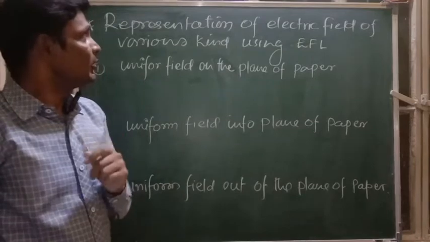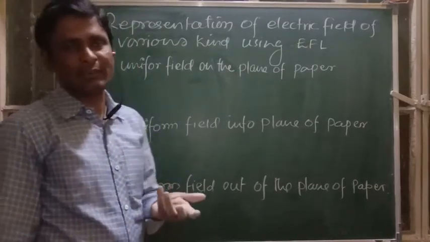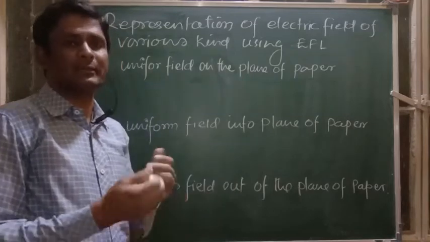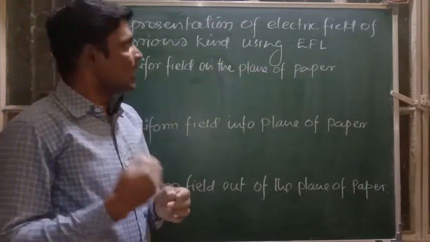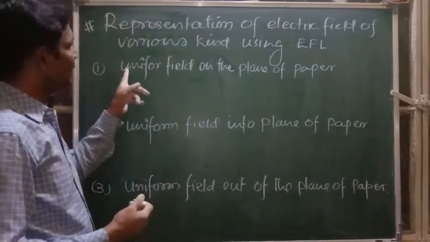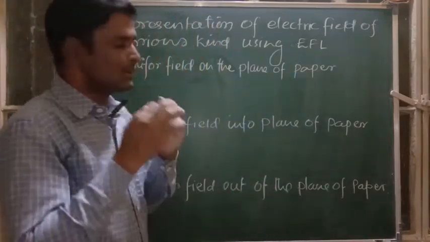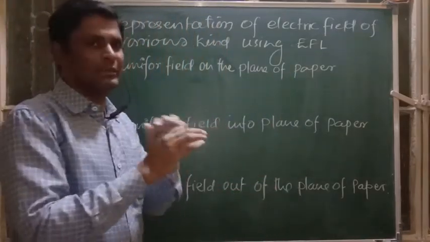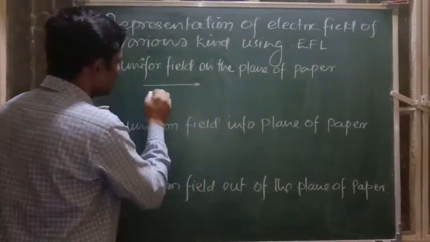Now we are going to discuss how to represent electric field lines, since the concept of electric field lines has been introduced to visualize the electric fields. So how can we visualize different kinds of electric fields? First of all, uniform field on the plane of paper. Uniform field means the field at every point must be same.